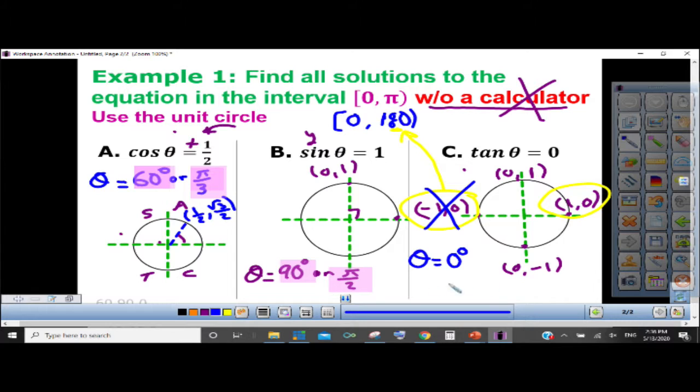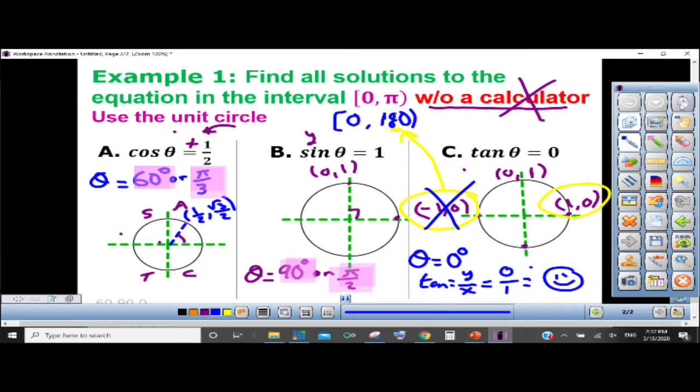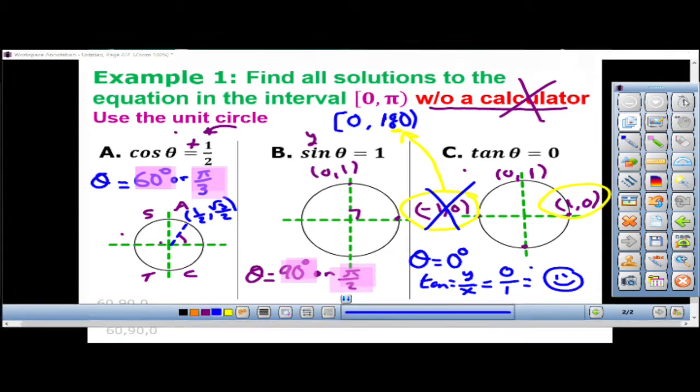Let me spell it out for you down here. Tangent is y over x, which means for 0 degrees, this one here is going to be 0 over 1. And you know what? This is actually going to be a big happy 0. There's nothing wrong with this guy. Yep, that would work. So the angle is 0.